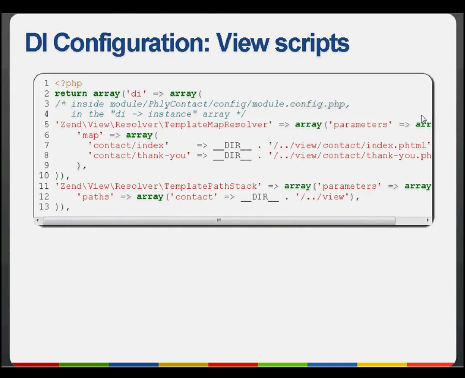The reason being that by defining the template map resolver, it becomes really easy for somebody to override a specific template. They can simply change the configuration and change the map to look at a specific file. This is also really, really fast. So this is a good thing.